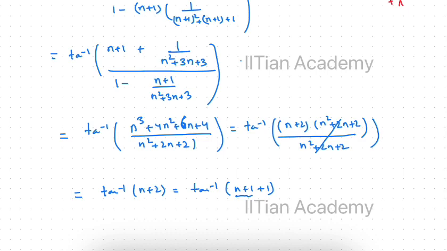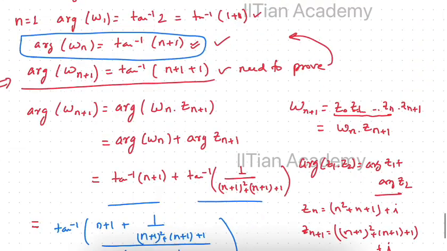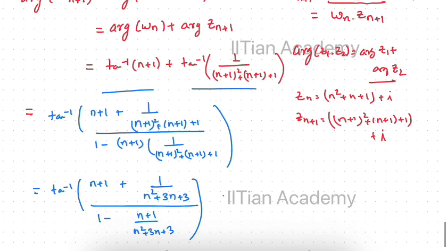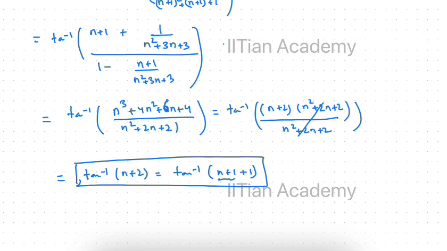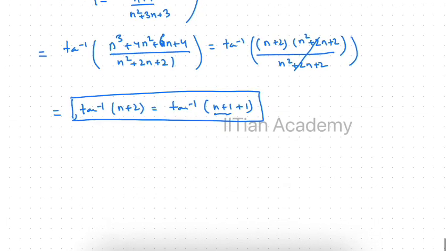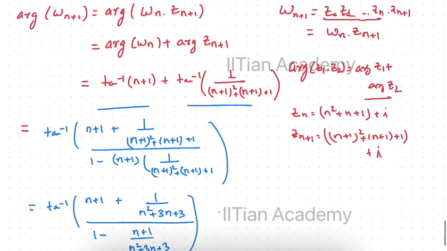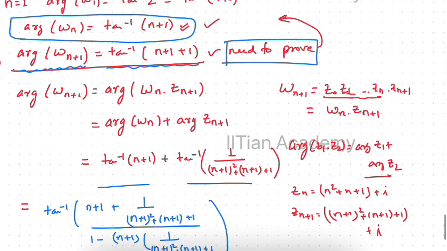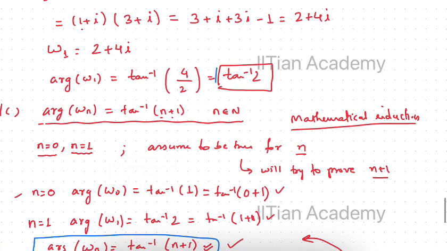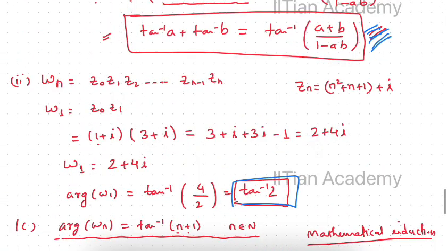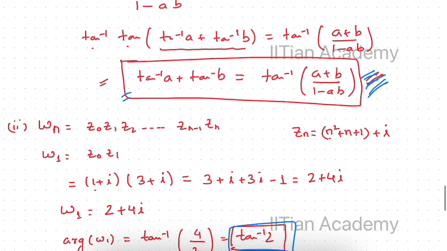This is what we needed to do in the part, that the argument of wn plus 1 will be equal to tan inverse of n plus 1 plus 1. So this is what we have got, tan inverse of n plus 1 plus 1. So we have also the solution. We have already proved that the argument of w1 is tan inverse 2, and tan inverse A plus tan inverse B equals tan inverse of (A plus B) upon (1 minus AB).